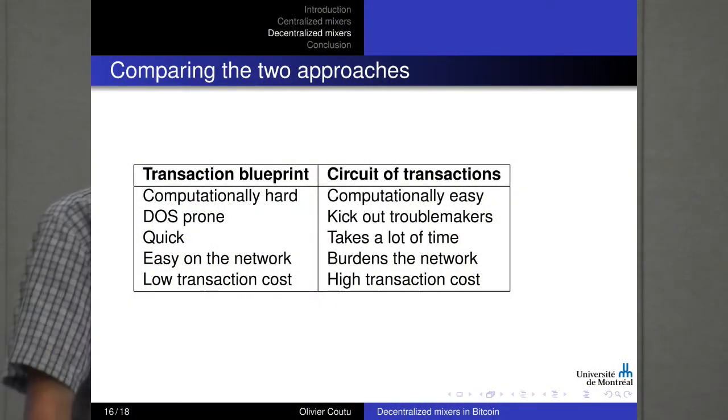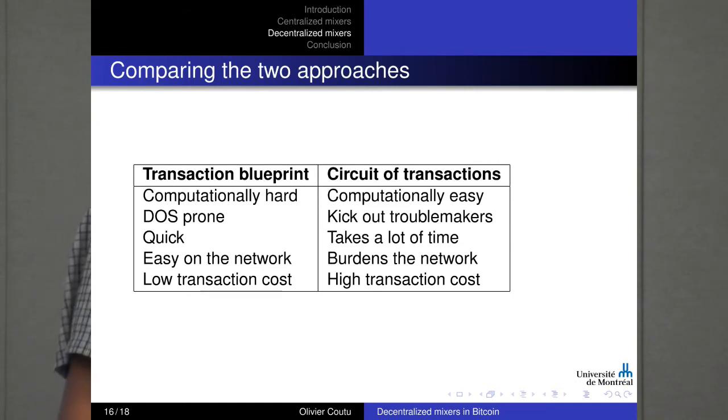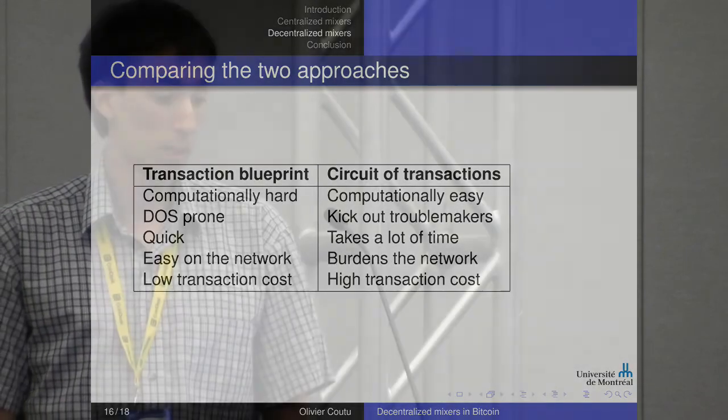So if we look at the two approaches here, we have on the left the blueprint approach, and on the right the circular transactions approach. The blueprint approach is hard to do. It requires a certain number of CPU cycles, just because doing multi-party computation in the general case is quite expensive, so it's computationally hard. Also, it is quite prone to denial of service attacks.